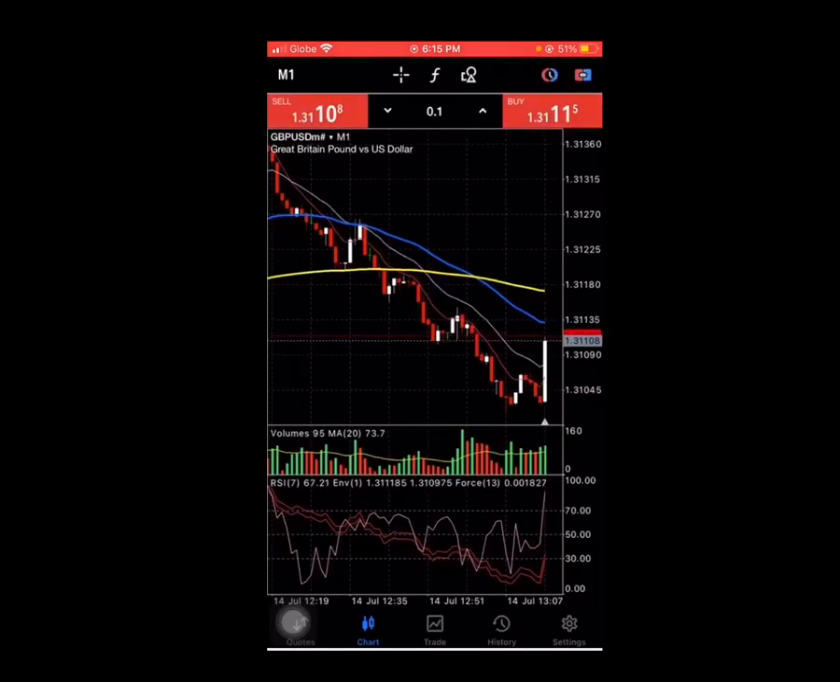Look at that. Look at this big candle. Beautiful candle. And then look at how the volume goes above the EMA.